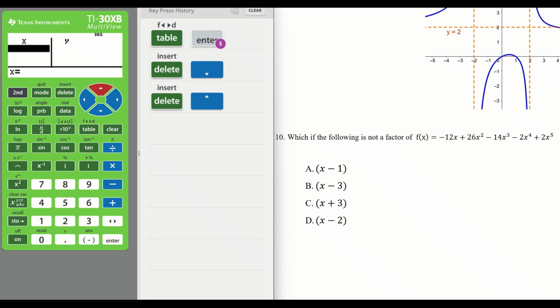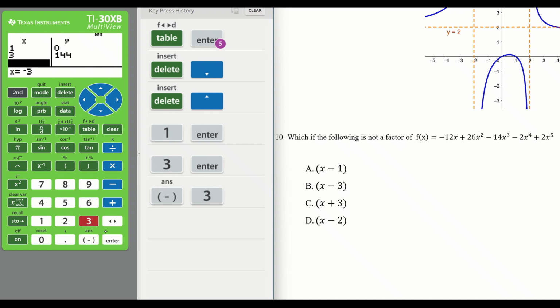So you have to put in x equals 1, because that would be x minus 1 equals 0, which is, of course, x equals 1. So 1, enter, that's 0. Now the next one, 3, enter, not 0. Then the next one, that one is negative 3 or minus 3, that is 0. And then negative 2, and that is 0. Okay, and the question says which one is not. Now you should be able to answer the question fully.